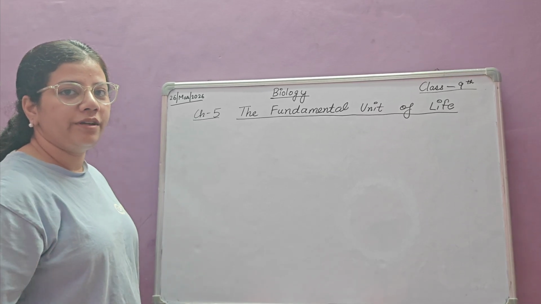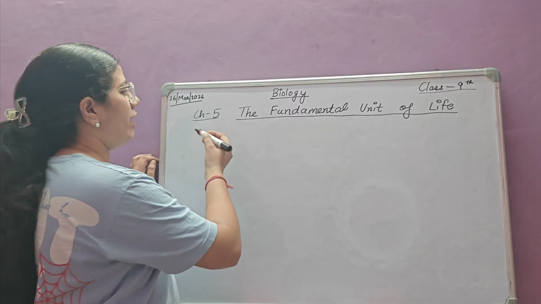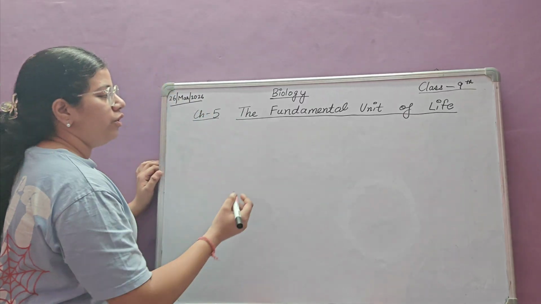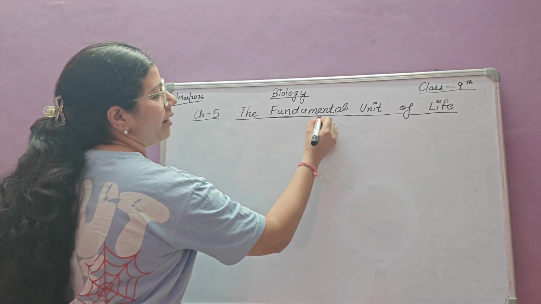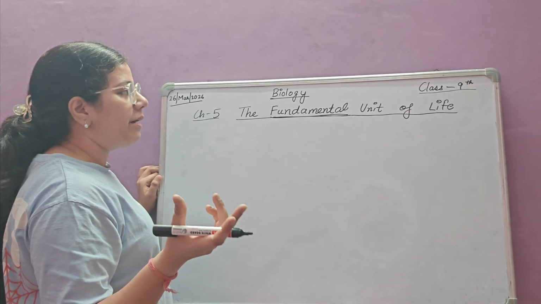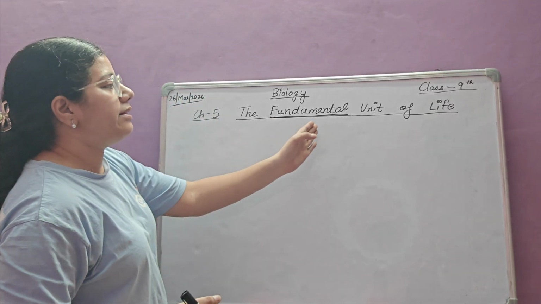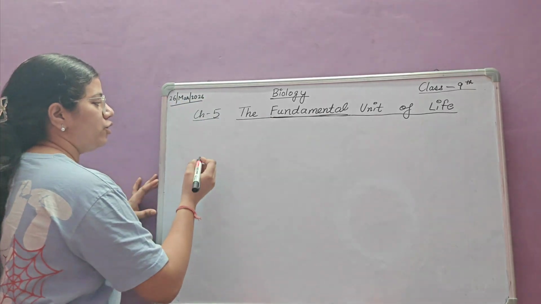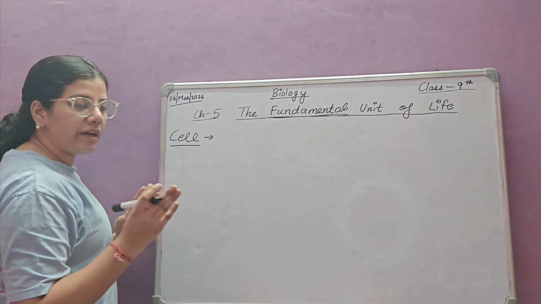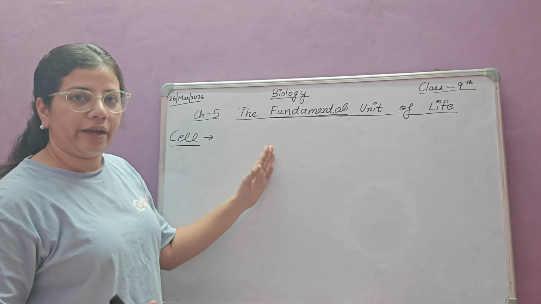Good morning, everyone. So, today I am going to start chapter 5, the fundamental unit of life, of class 9. What do you understand by the term fundamental? The term fundamental means, like a brick is a fundamental unit, or maulik ikai, of the house. Like that, a cell is the fundamental unit of life. So, what is a cell now? So we are comparing, for example, a cell with a brick.